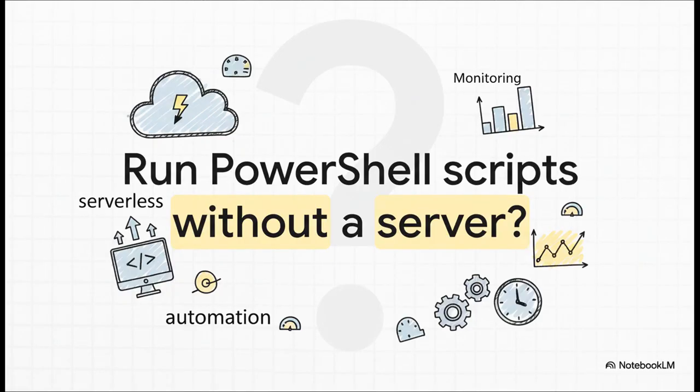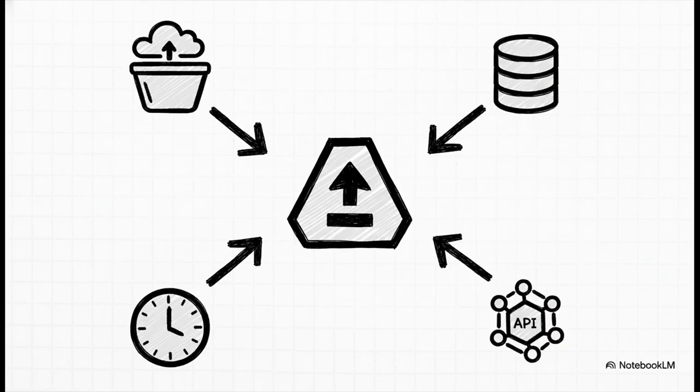So here's the big question, right? You've got all these awesome PowerShell scripts that automate your world, but how do you run them in the cloud without having to spin up a virtual machine? Can you really just run a script on demand without a server? You bet you can, and the answer is AWS Lambda.